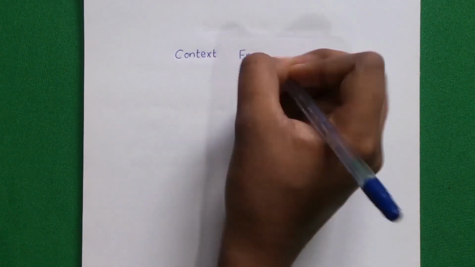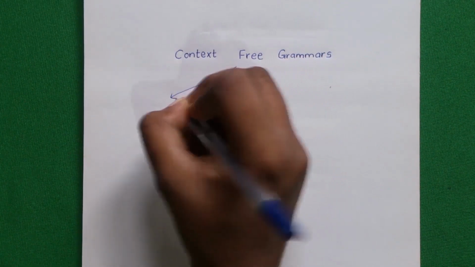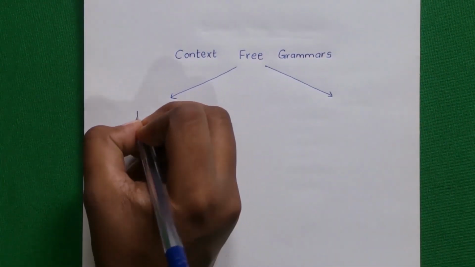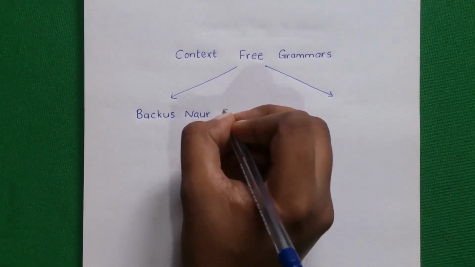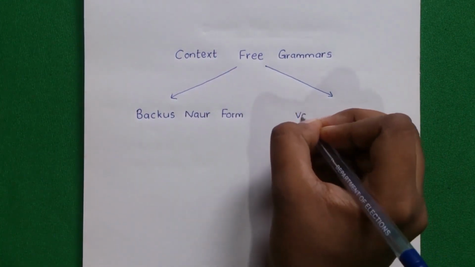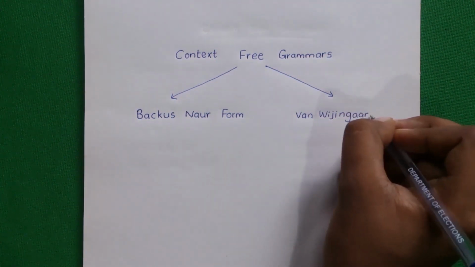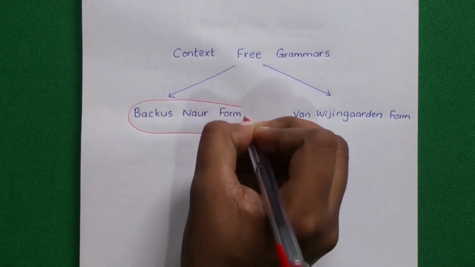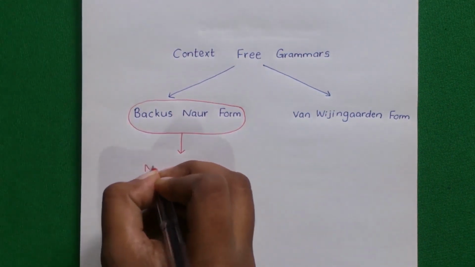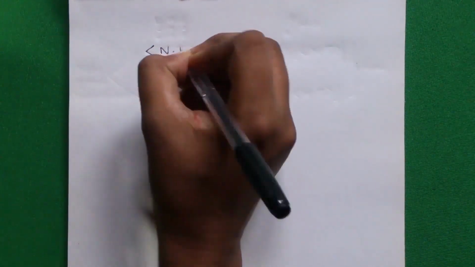Basically, there are two types of context-free grammars. First one is Backus-Naur form, short term is BNF. And the other one is Van Wijngaarden form. Here we consider BNF only. BNF is one of the meta-languages. A language which is used to model programming languages is known as a meta-language. A grammar is a finite non-empty set of rules.